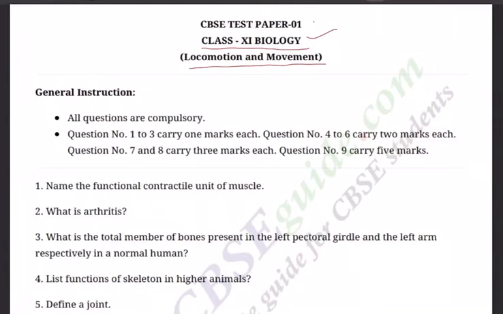As I have been telling you, limited topics are only there for your batch. So based on those chapters, we are going to discuss some of the important questions in the CBSE test paper. All questions are compulsory. Question number 1 to 3 carry 1 mark. Question number 4 to 6 carry 2 marks. Question number 7 to 8 carry 3 marks. And of course, question number 9 carries 5 marks.